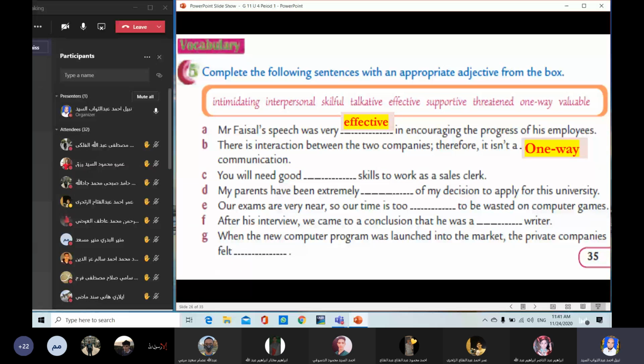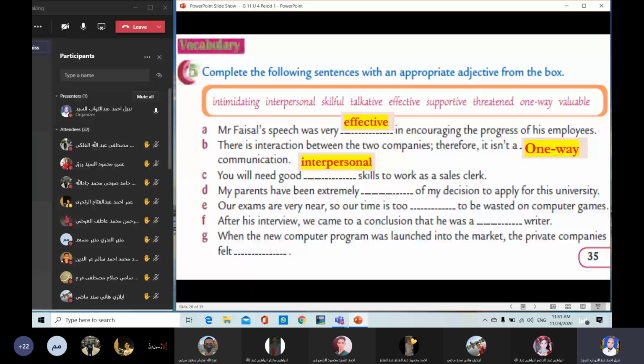Hilari, C. You will need good interpersonal skills to work as a sales clerk. Very good. You should have communication skills. Interpersonal, you should understand people. To be a sales clerk or a salesman, you should have good interpersonal skills. How to deal with people. Good. Ayub, D.